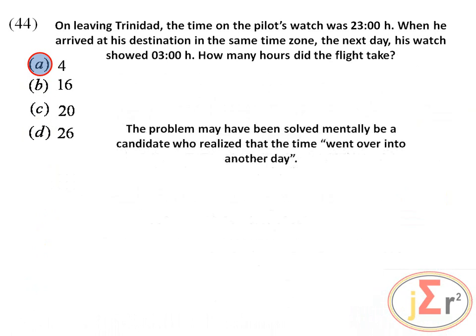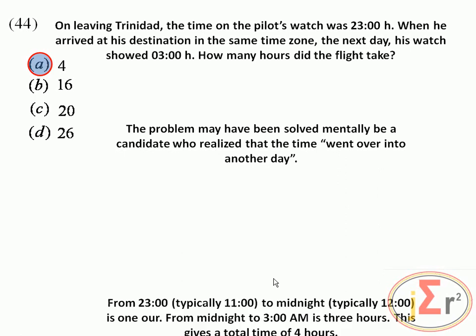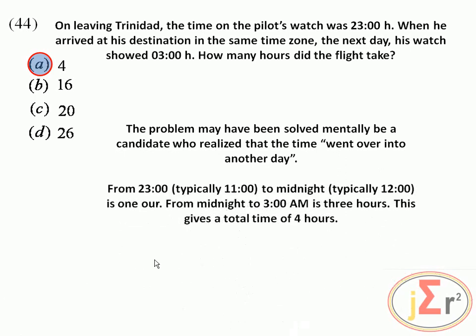Same problem. The problem may have been solved mentally by a candidate who realized that the time went over into another day. From 2300, typically 11 o'clock, to midnight, typically 12 o'clock, is 1 hour. From midnight to 3 a.m. is 3 hours. This gives us a total time of 4 hours.